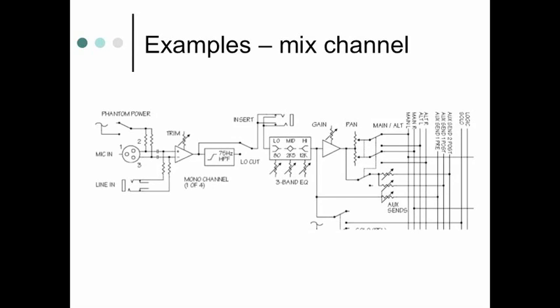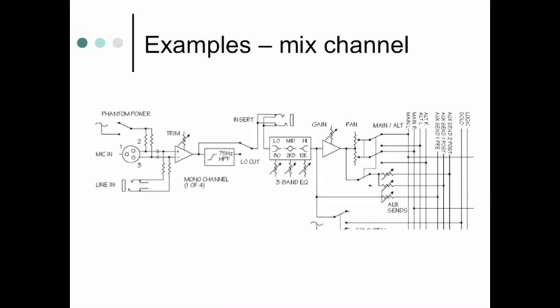The next piece to look at is the insert. The insert is where you can send something off to a different piece of gear and bring it back into the channel and the signal flow. So if you wanted to insert a compressor or some other manipulation of your sound, you could do that. Then the next block here, this isn't a schematic, but it's sort of a combined schematic block diagram. This next block is a 3-band equalizer, a low frequency, mid frequency, and high frequency adjustment.